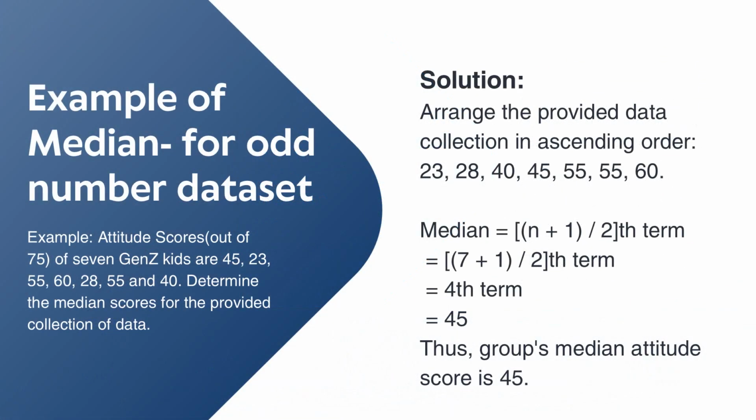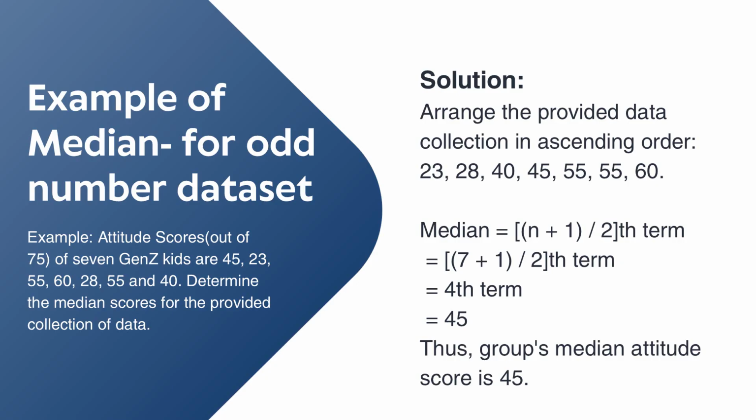Let's look at an example. The scores are 45, 23, 55, 60, 28, 55, and 40. First, arrange the data in ascending order. So it comes to 23, 28, 40, 45, 55, 55 and 60. Since there are 7 odd values, the median is the 4th value, which is 45.